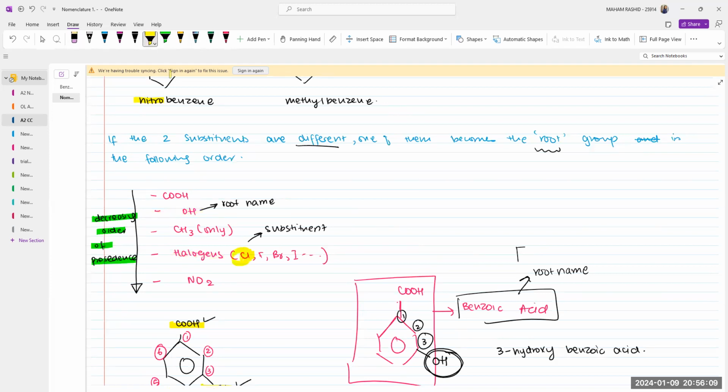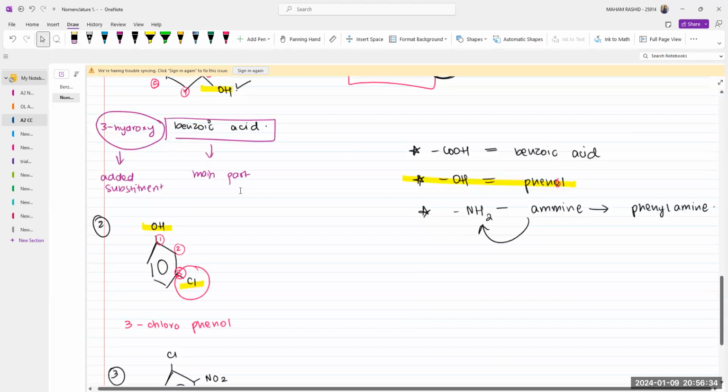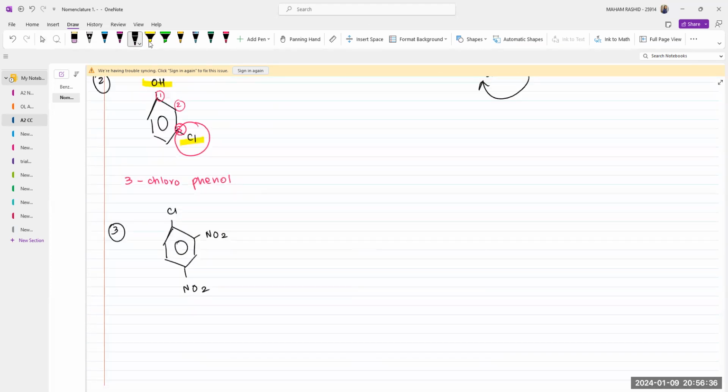So I have chlorine, which is a halogen, and I have a nitro group. What will be my root name? The halogen, right? So the halogen here will be my root name, and my nitro group is my substituent. Now my chlorine is my root name, so I'm going to start numbering my compound from chlorine.